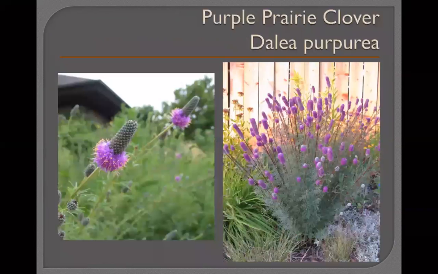Purple prairie clover, Dalea purpurea. Finger-like foliage. Frilly blooms, very drought tolerant. It's a legume. Blooms in July and August at the hottest part of the summer when a lot of other plants are not in bloom. So it's one that can really add some interest within a garden design.